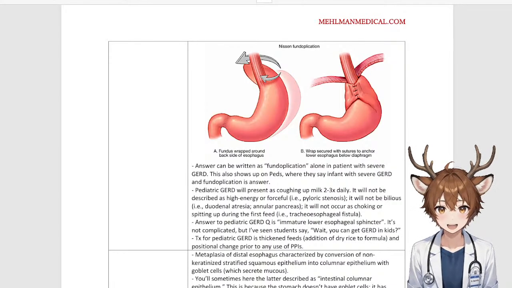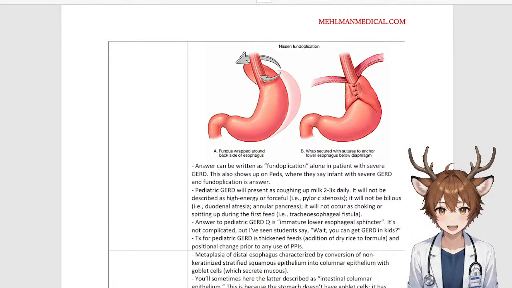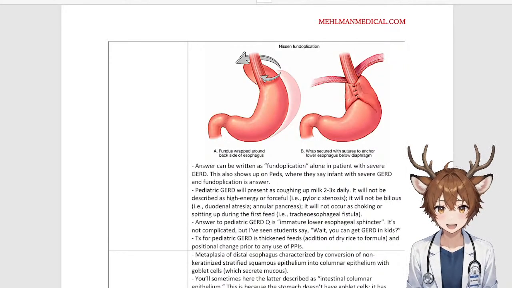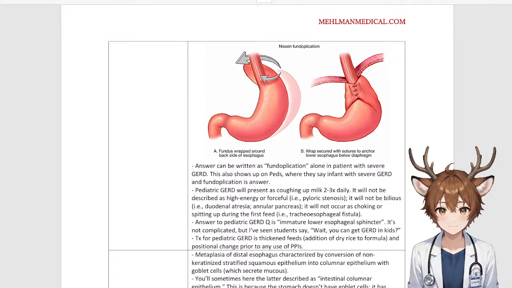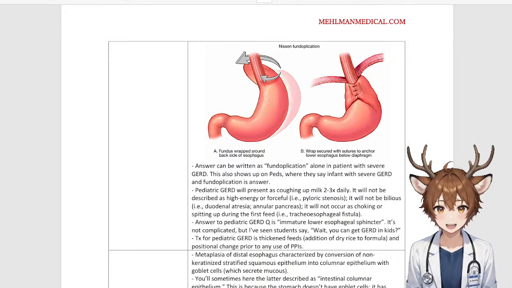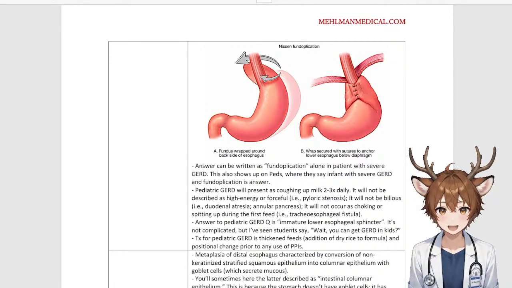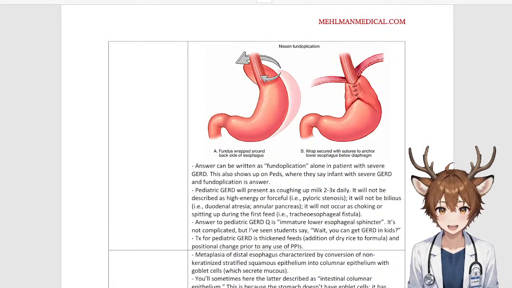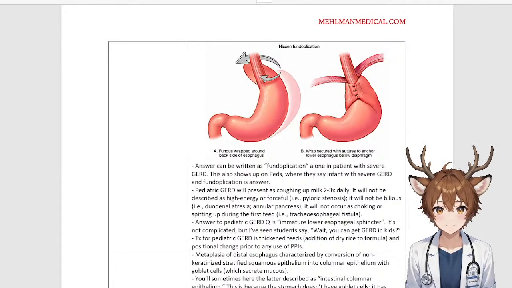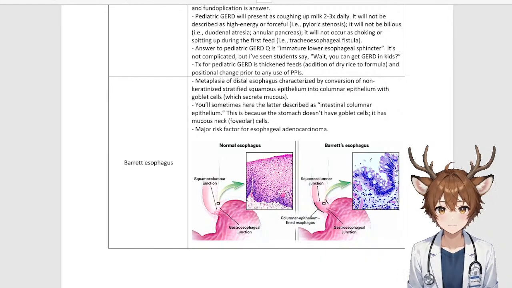It's not complicated, but I've seen students say, wait, you can get GERD in kids? And it's like, yeah. Treatment for pediatric GERD is thickened feeds, addition of dry rice to formula, and position change prior to any use of proton pump inhibitors.